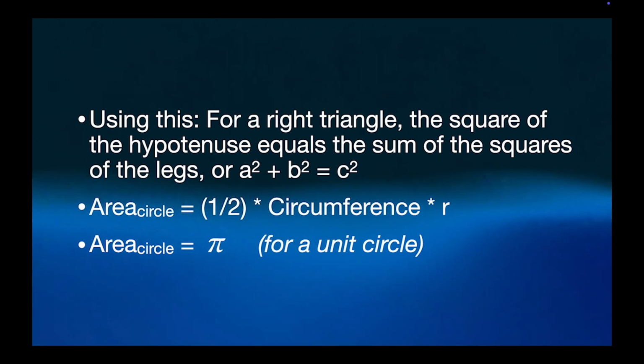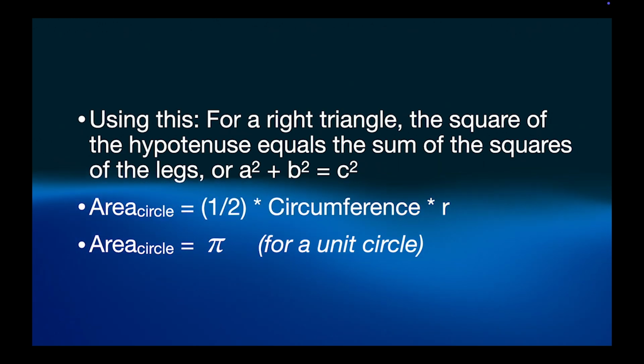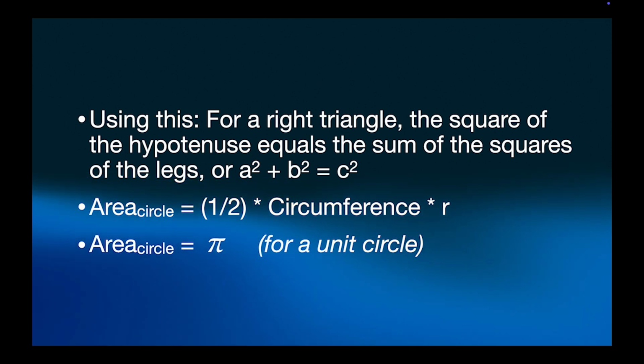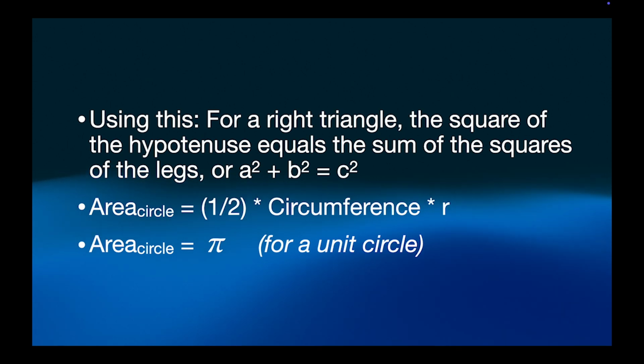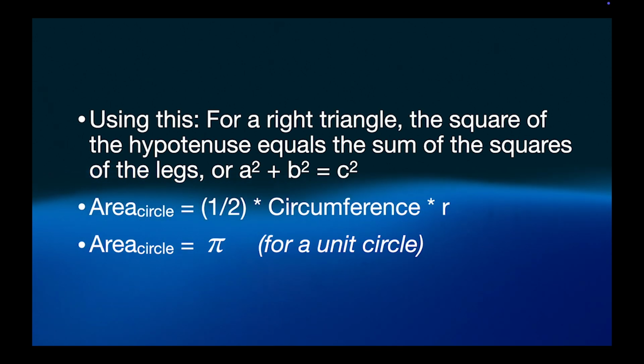Premise 1. Liu Hui had previously separately proven the Pythagorean theorem, a squared plus b squared equals c squared. Premise 2. The area of a circle is half the circumference times the radius. Premise 3. For a unit circle, the area is simply equal to pi since the radius equals 1.